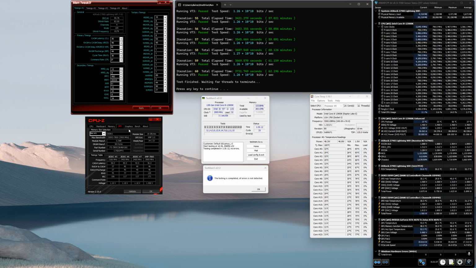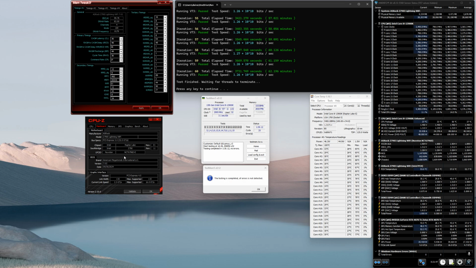If you want to see the memory sticks I have, it's just these G-Skill sticks. 7800s, pretty good bin. Not the best bin they sell, but good enough, and I'm not complaining. Obviously BIOS 7.02 and the latest Intel microcode.